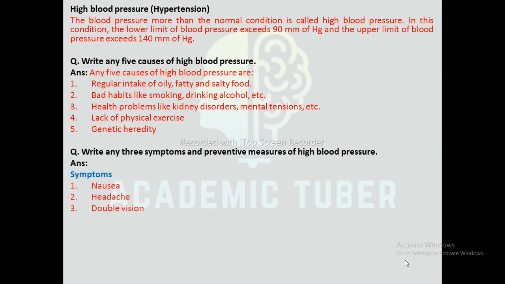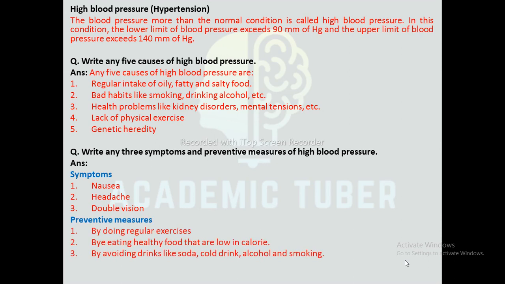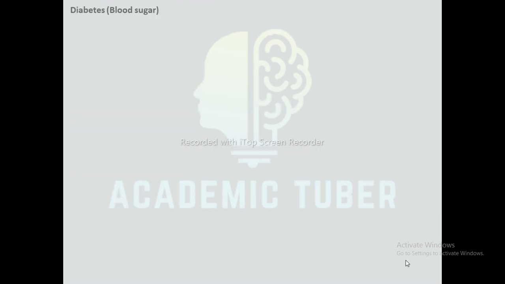Here are some of the symptoms of high blood pressure. First, nausea. Second, headache. Third one, double vision. Preventive measures of high blood pressure: by doing regular exercises, by eating healthy food that are low in calories, by avoiding drinks like soda, cold drink, alcohol and smoking.